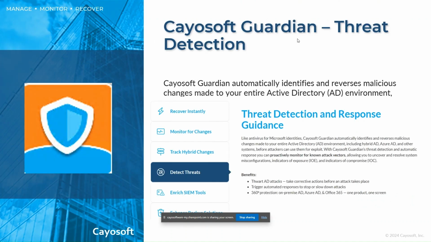Cayosoft Guardian is a threat detection, change management, and recovery solution for Active Directory and Entra ID. Today, I will demonstrate how to use this solution to protect your environment from this attack vector. I will first demonstrate how to look for a potential compromise from this attack method, and then I will show you how to create a change detection rule with automatic rollback to prevent this technique moving forward.